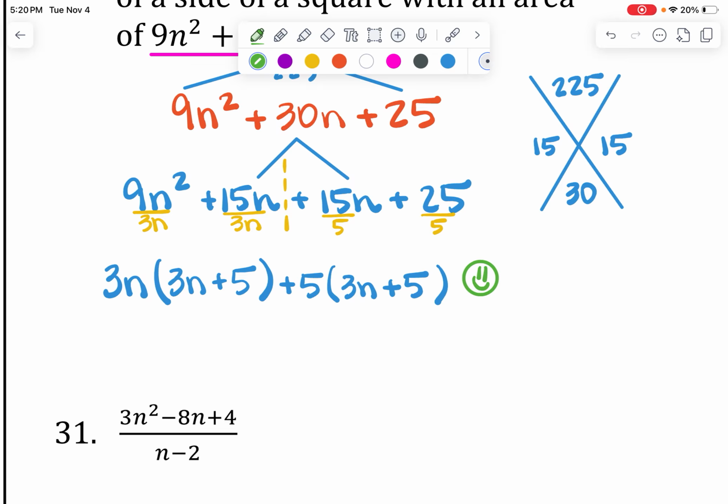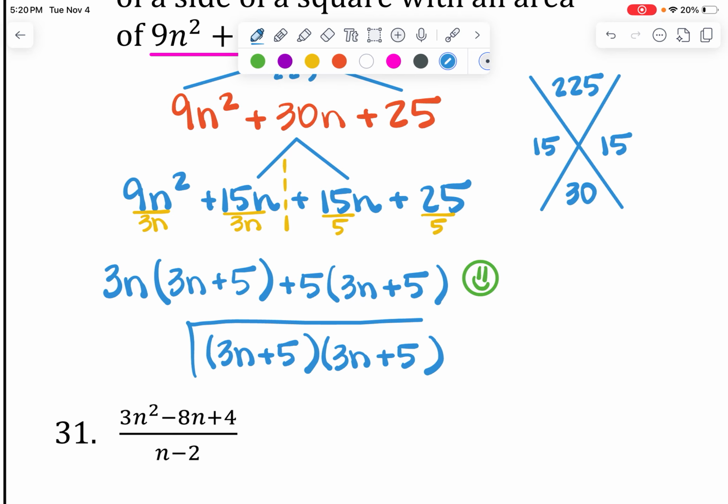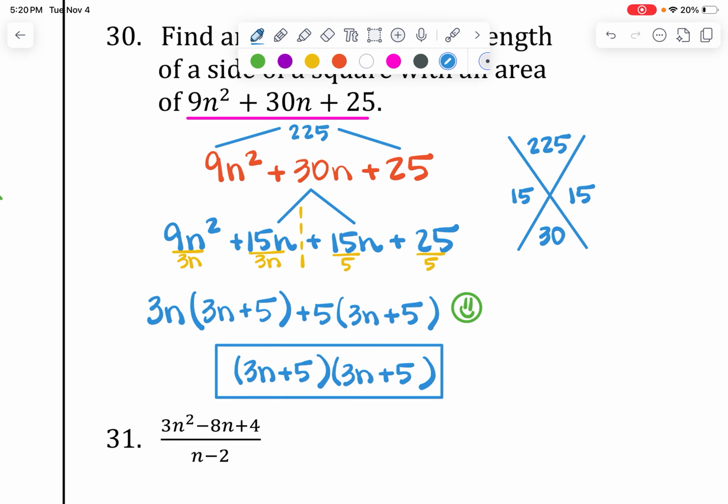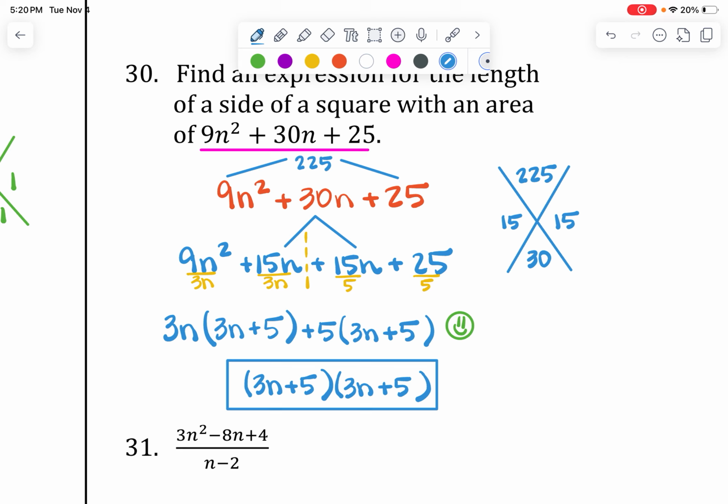All right, identical parentheses, which means I can take out the 3n plus 5 from each term, which leaves us with 3n plus 5. And I knew that was going to happen because they told me in the very beginning of the question that it was a square. Well, what do we know about squares? Squares have the same length and width, right? All their sides are congruent. So it makes sense that I got identical factors there of 3n plus 5 and 3n plus 5.